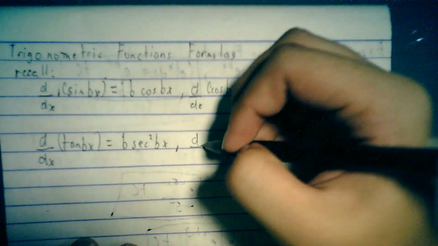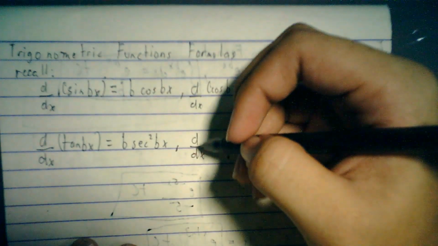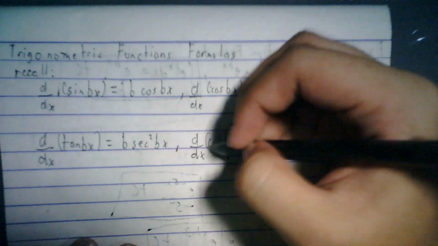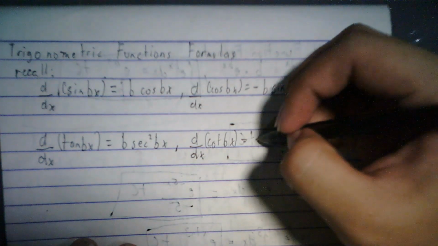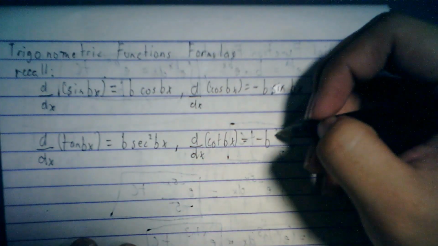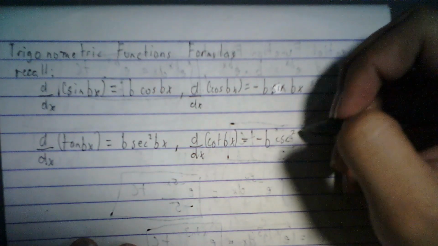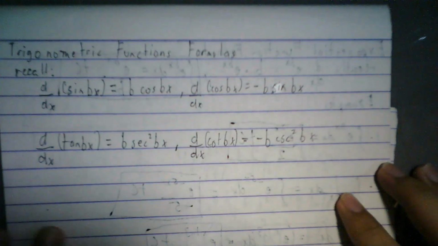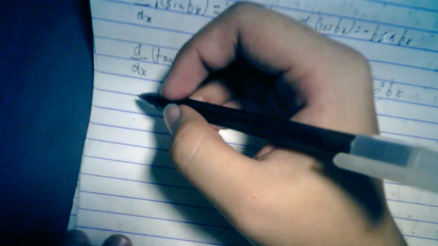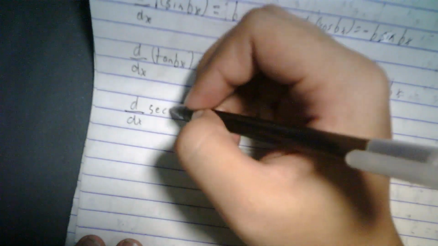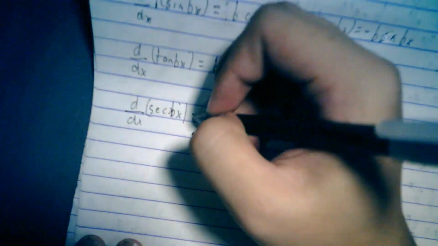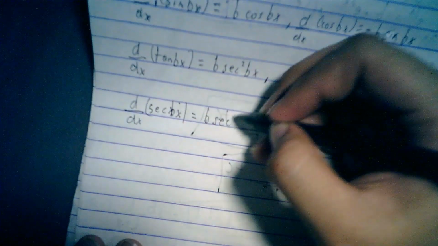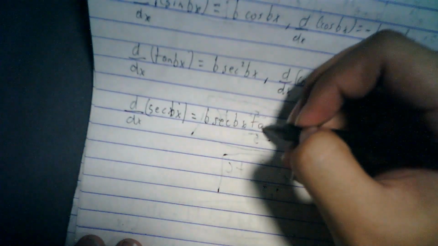Another derivative we have here is cotangent bx. The derivative of cotangent of bx is just equals to negative b cosecant squared bx. Okay, then we have the derivative of secant bx equals to b secant of bx tangent bx.